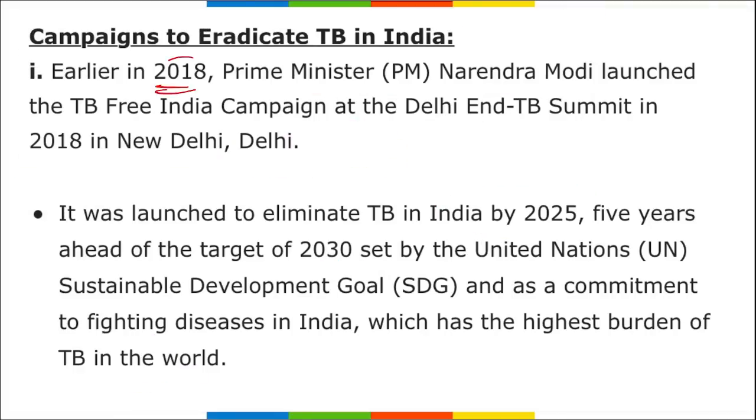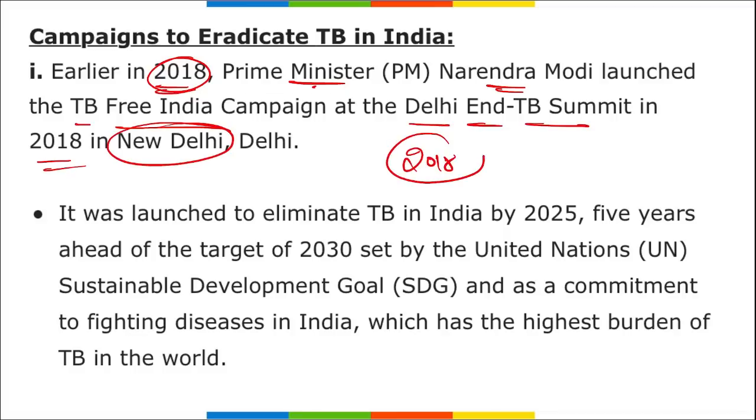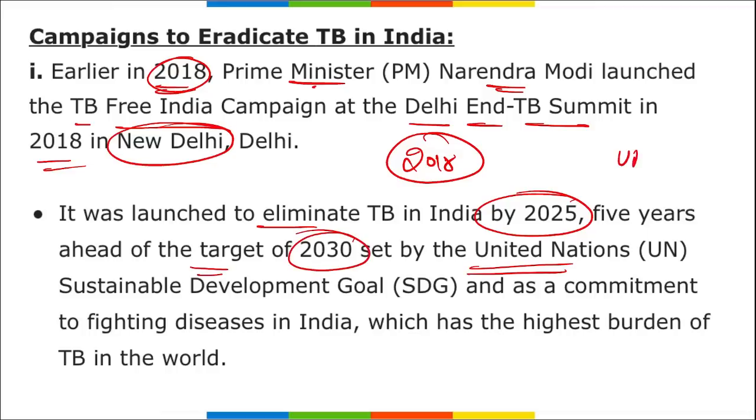Earlier, remember in 2018, Prime Minister Narendra Modi also launched the TB Free India campaign at the Delhi TB Summit in 2018 in New Delhi. It was launched to eliminate TB in India by the year 2025, 5 years ahead of the target of 2030 set by the UN. So what was the target set by UN to eliminate TB? It is 2030. And what is the target of India to eliminate TB? It is 2025.